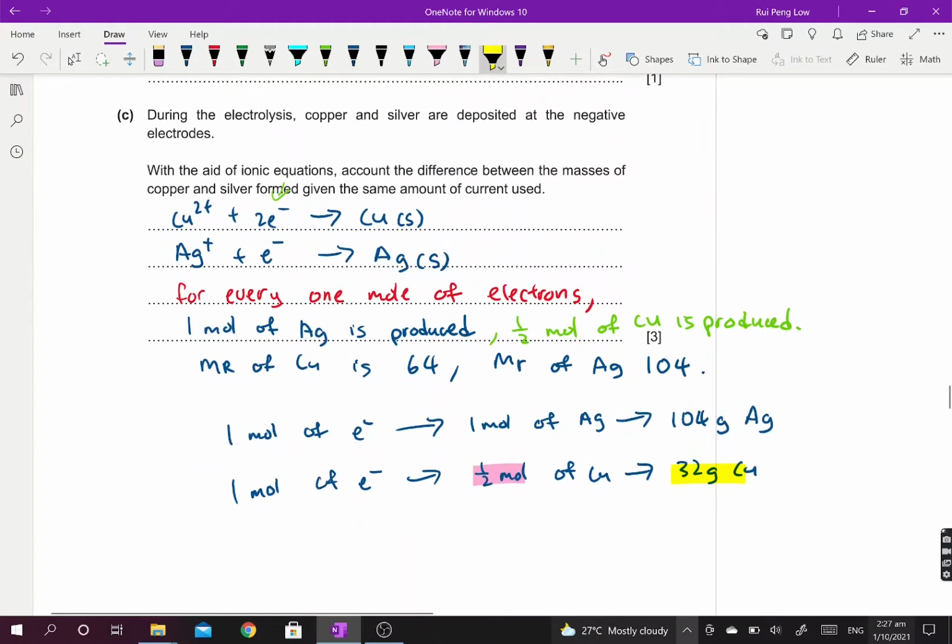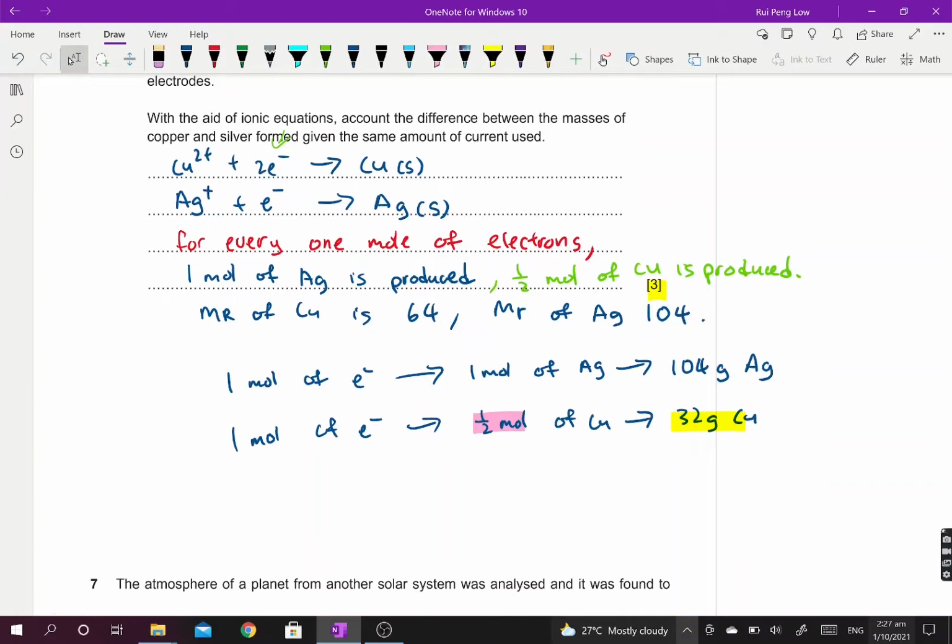Okay, so that's why the answer is 3 marks. You need the two equations, and then of course you need to talk about the fact that they have different Mr, which explains why they produce different mass after a certain time going through electrolysis.